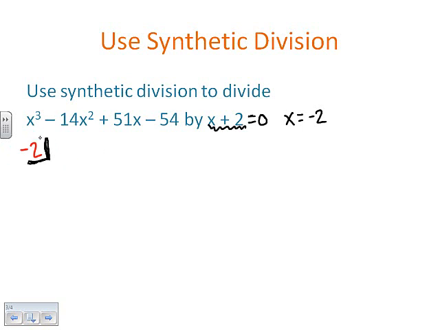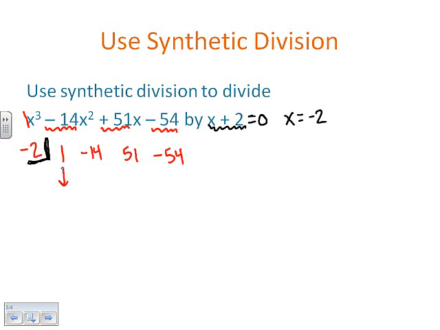Next to the half box, we put the coefficients of the polynomial we're dividing into. The coefficients here would be 1 for the first term, negative 14 for the second term, positive 51 for the third term, and negative 54 for the fourth term. Once again, you want to make sure that every single term is being represented. X to the third, x squared, x, and no x. If any of them are missing, you would need to fill in a 0.